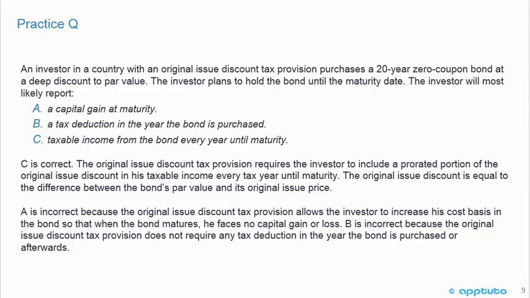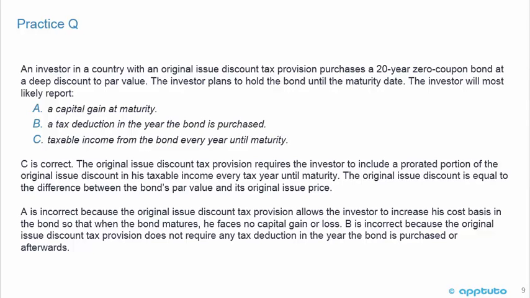Anyhow, C is correct. The original issue discount tax provision requires the investor to include a prorated portion of the original issue discount in his taxable income every year until maturity. The original issue discount is equal to the difference between the bond's par value and the original purchase price.